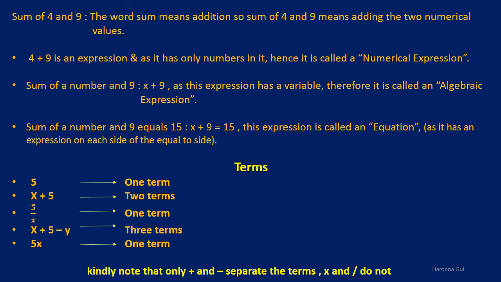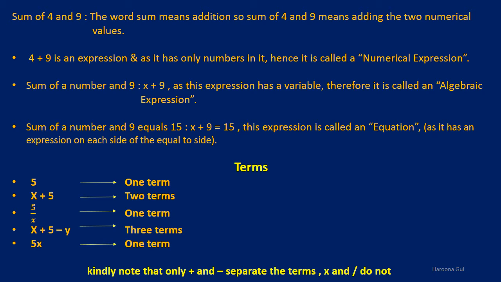Now you see simple words like sum of 4 and 9 means 4 plus 9, which is equal to 13. A statement saying sum of a number and 9 means x, y, or any variable plus 9. Now, if it says sum of a number and 9 equals 15, that means a variable plus 9 is equal to 15. And a variable may be represented by an alphabet, that is A, B, C, X, Y, Z, or any other alphabet, right?